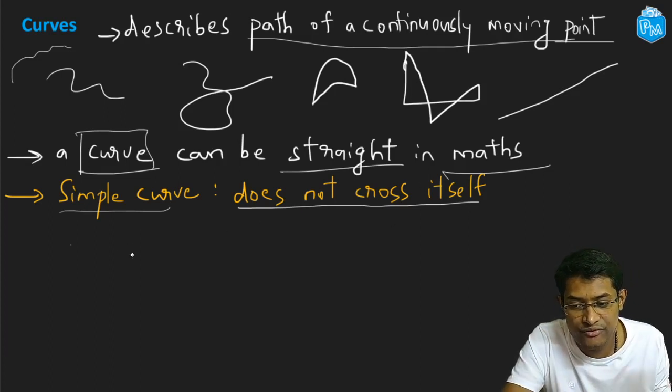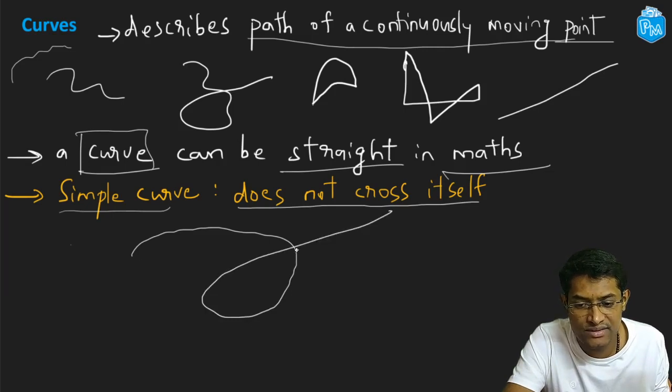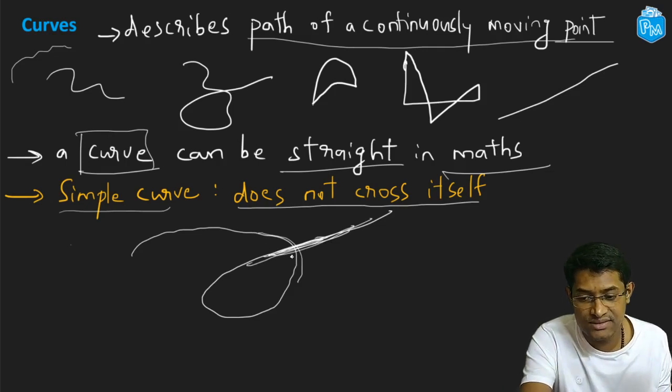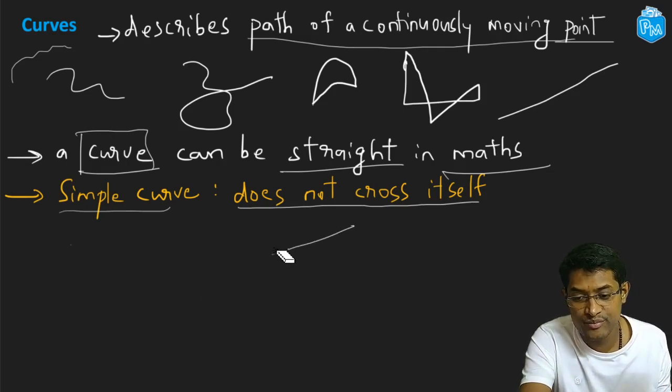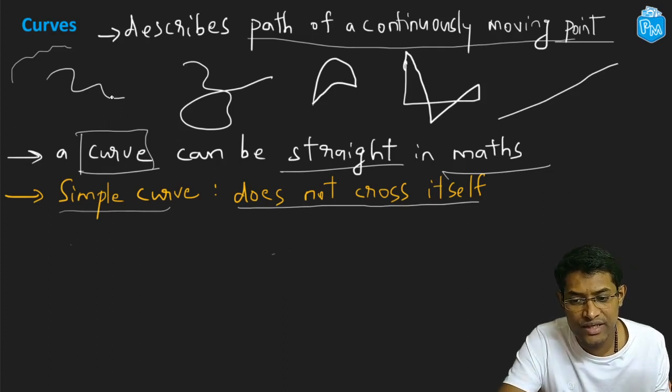Like, if you have a curve going on like this, and over here if it goes like this, you can see at this point it's crossing, right? In this section it's crossing itself. This is also part of the curve, and this part is crossing this part of the curve. So you will say that this type of a curve is not a simple curve because it's crossing itself. All right, now we have these curves which we drew before. Let's try to analyze each one and say whether it's a simple curve or not.